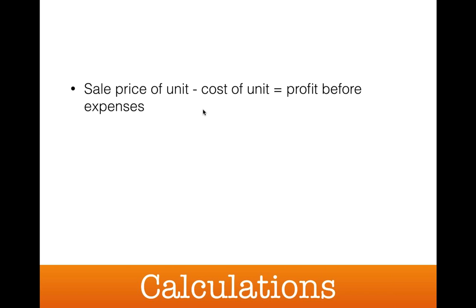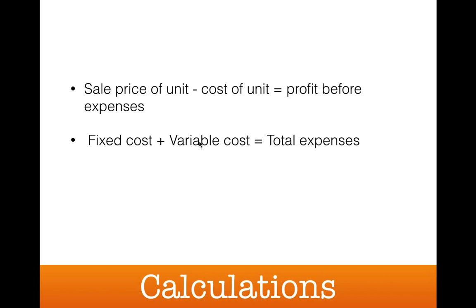So the sale price of a unit minus the cost of the unit equals the profit before the expenses. Now, what do I mean by that? As an example, you may sell a product for $500, that's the price of the unit, and the cost of the unit is $300. So when you sell that product for 500 minus the cost of the unit, that's 300, your profit before those expenses works out to be about $200. It's very important to know this number.